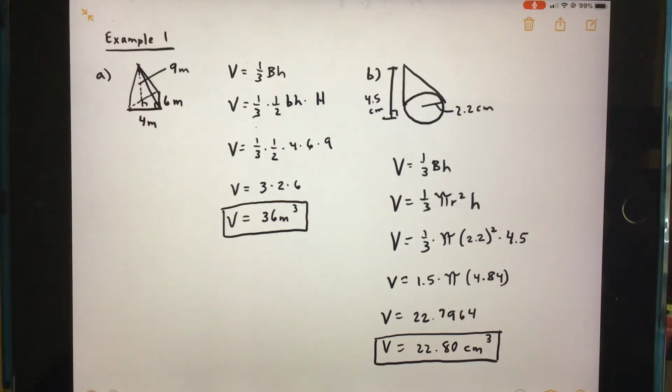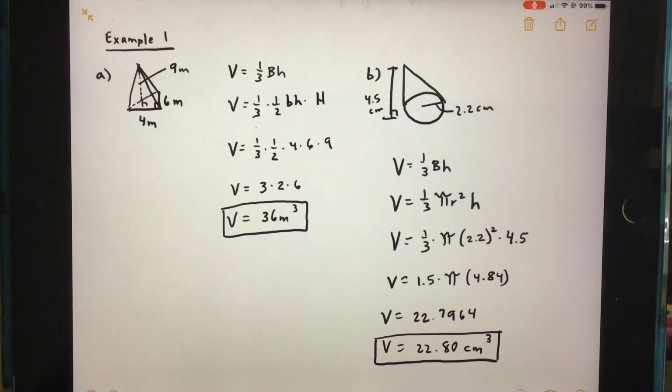Okay, letter B is asking us to find the volume of an oblique cone. So it's a cone that's been tipped on its side, and we learned from Cavalieri's principle in a previous lesson that we can find the volume of that cone by using the standard formula for the volume of a right cone.